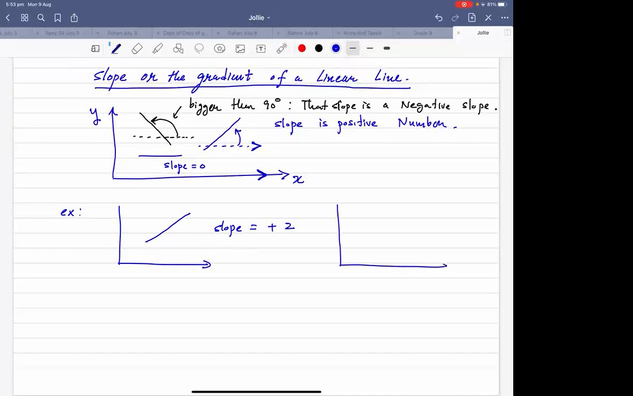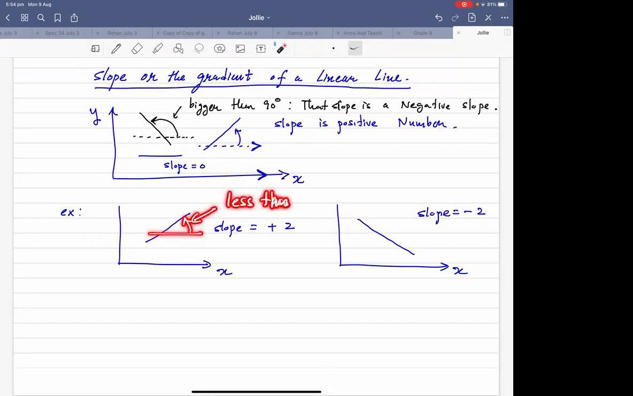If you have a line like this, then the slope is a negative number like that. How do you understand that? Slope is always calculated with the x-axis. How much is elevated with the positive x-axis, that horizontal axis. If this angle is small, if this angle is less than 90 degrees, it's a positive slope.